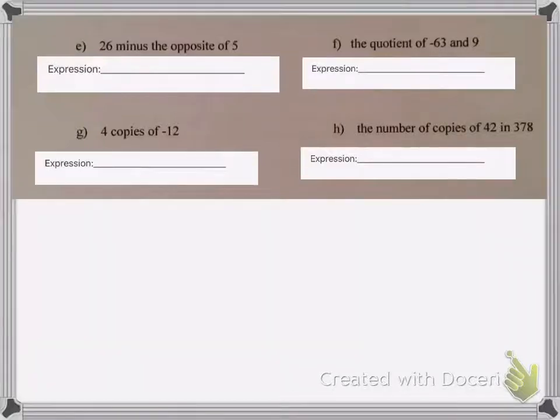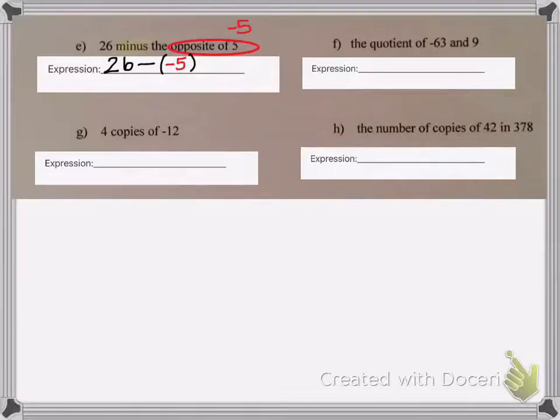Part E, 26 minus the opposite of 5. The word minus tells us we're going to be doing subtraction. We're subtracting the opposite of 5, which is negative 5. So our expression starts with 26 minus, and then the opposite of 5 means we're doing 26 minus negative 5. So I need a parenthesis to separate the minus sign from the negative sign on the 5.